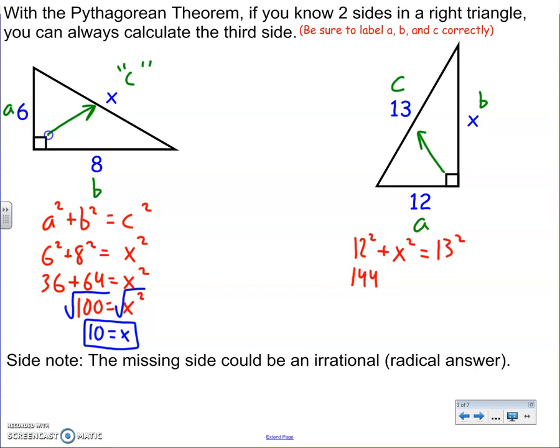144 is 12 squared, plus X squared, equals 169. I subtract 144 from both sides. I get 25. I square root both sides. Square root 25 is just 5. So we found what that is. Side note, the missing side could be an irrational. There could be a radical answer. It's not always a whole number.